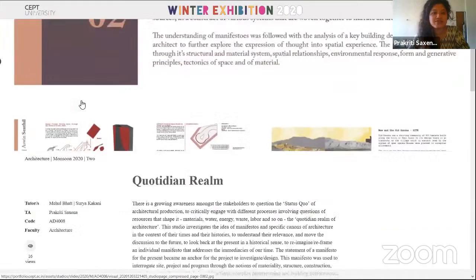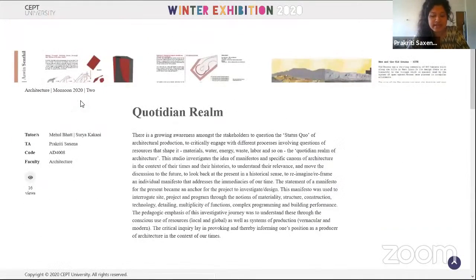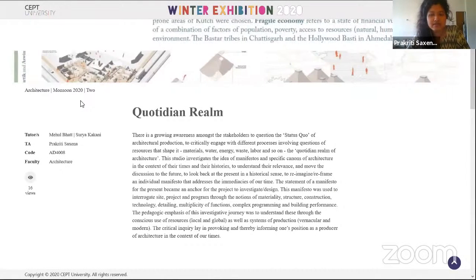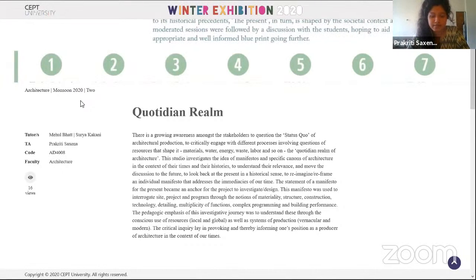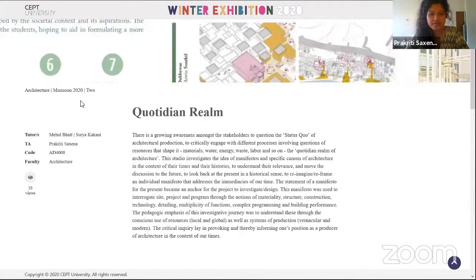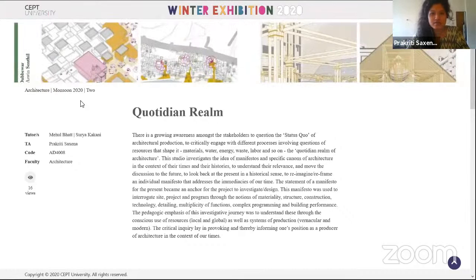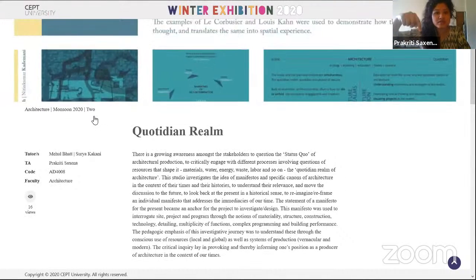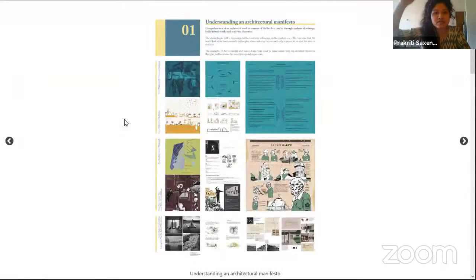Okay, so we'll take you through the next studio. This studio is titled The Quotidian Realm. It was taken by Professor Surya Kakani and Mehul Bhatt and assisted by myself. I'll just give you a brief introduction to the studio. Amol, could you just scroll up to the 5 slides on the top?